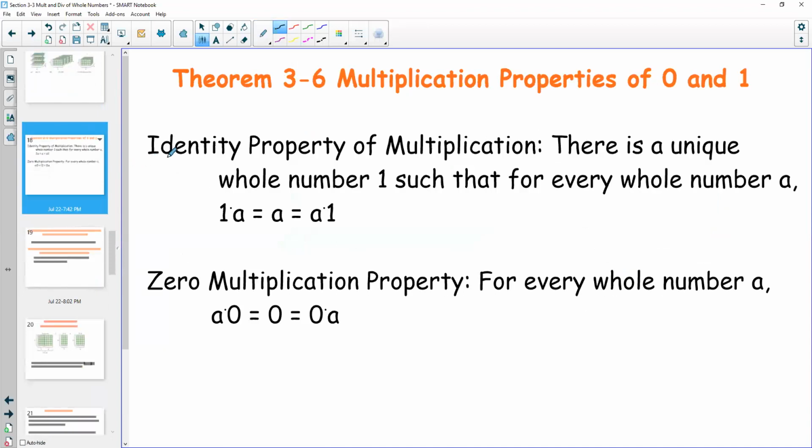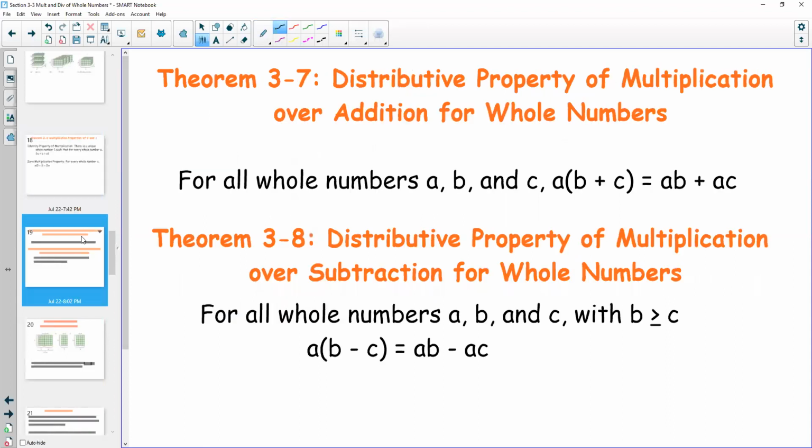The identity property of multiplication is 1, because 1 is the number that you multiply by something, you get that number back, right? And the 0 multiplication property says that when you multiply something by 0, you get 0, no matter what, okay? These are things you've known a long, long time. This is just the formal statement of them.